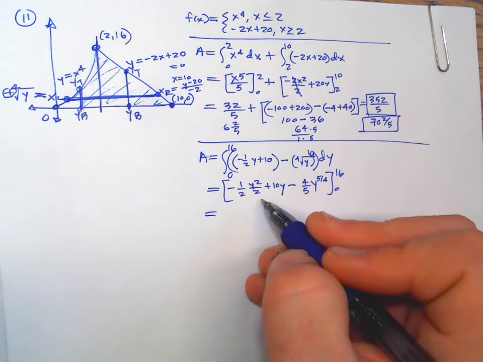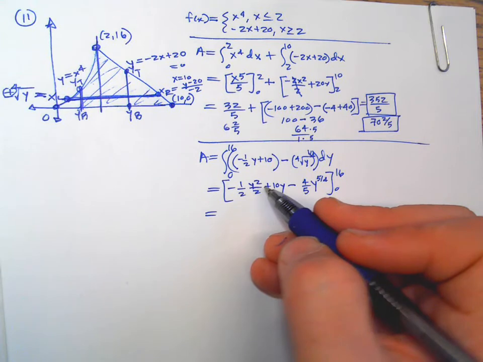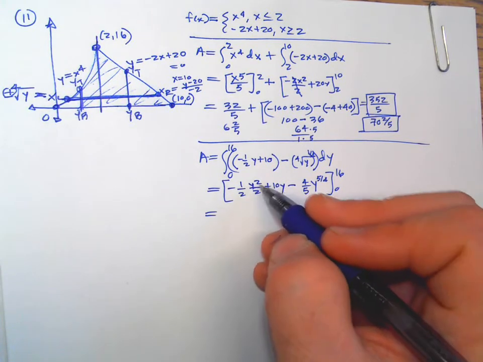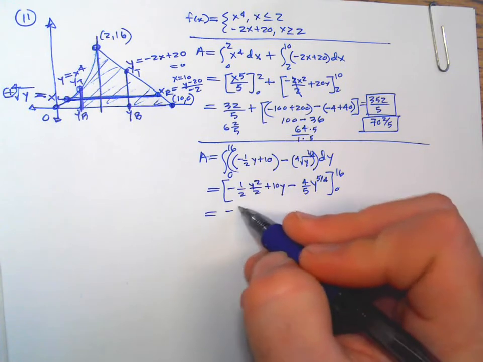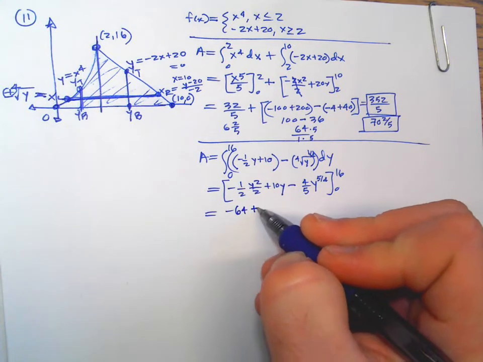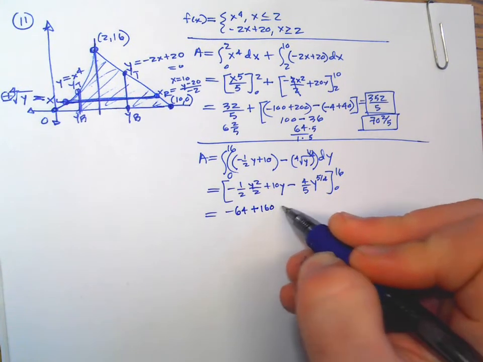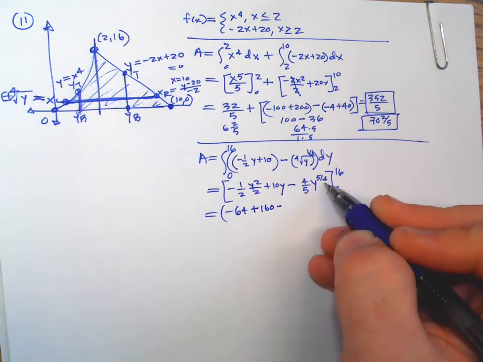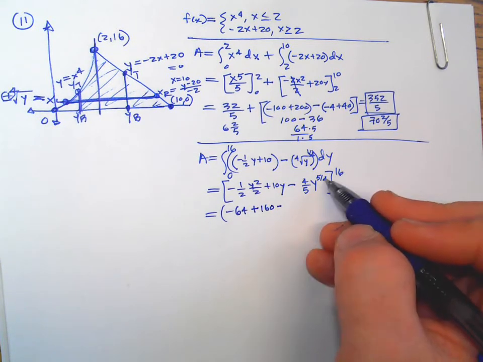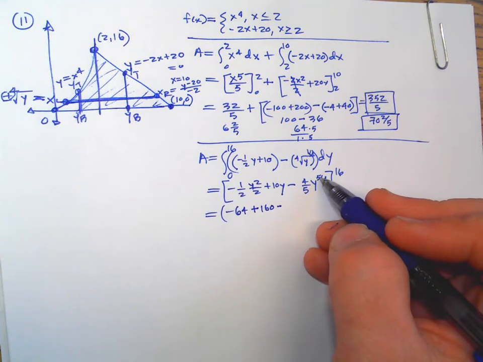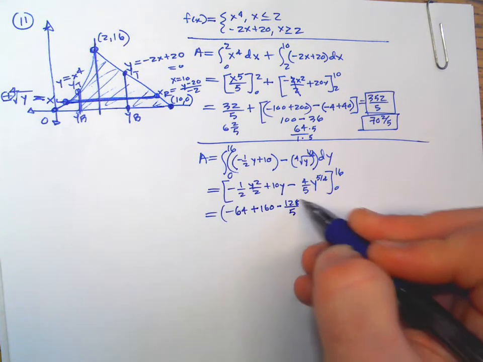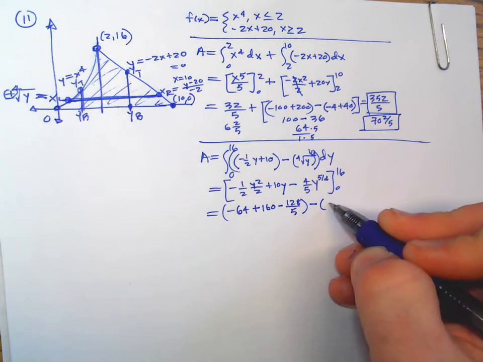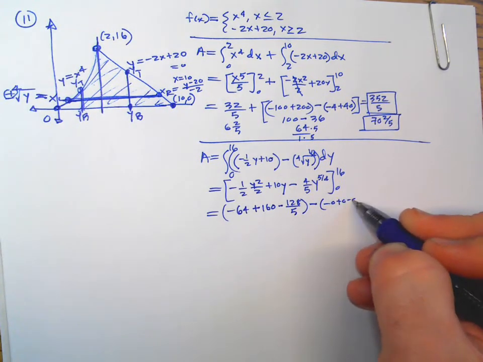So if you plug 16 in, 16 times 16, but let's do 16 divided by 4 first. Let's do 4 times 16 is 64. So negative 64 plus 160 minus the 4 through to 16 is 2 to the 5th is 32. 64. 128 over 5. And then you plug 0 in and you get 0 plus 0 minus 0.